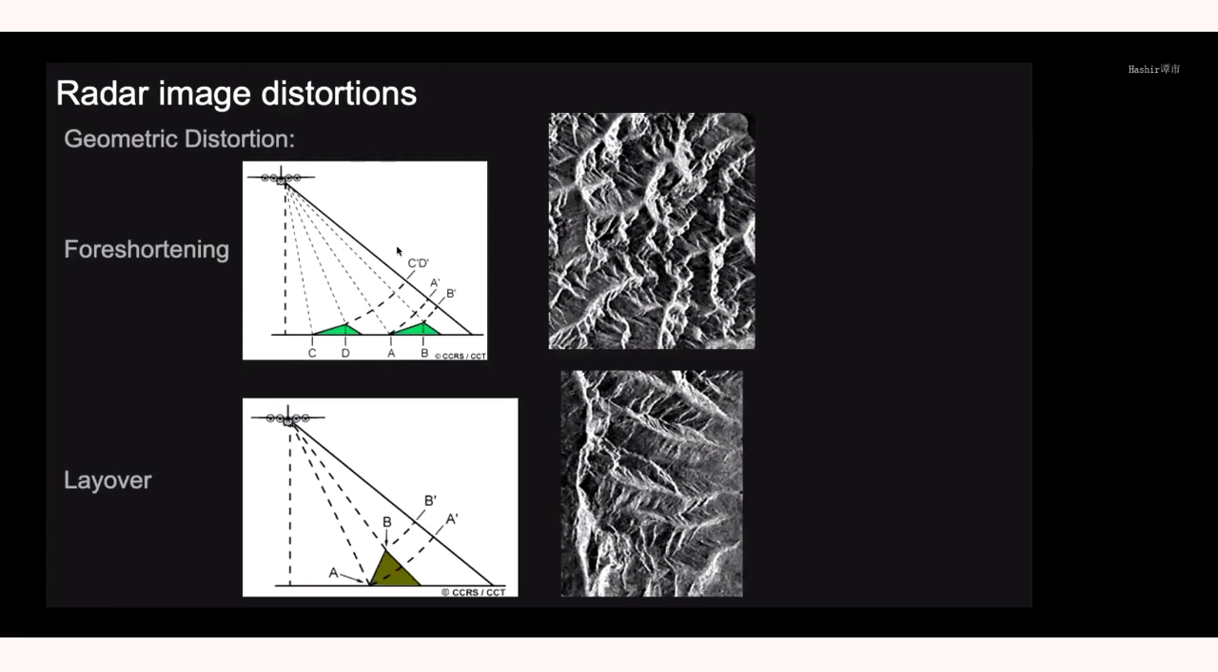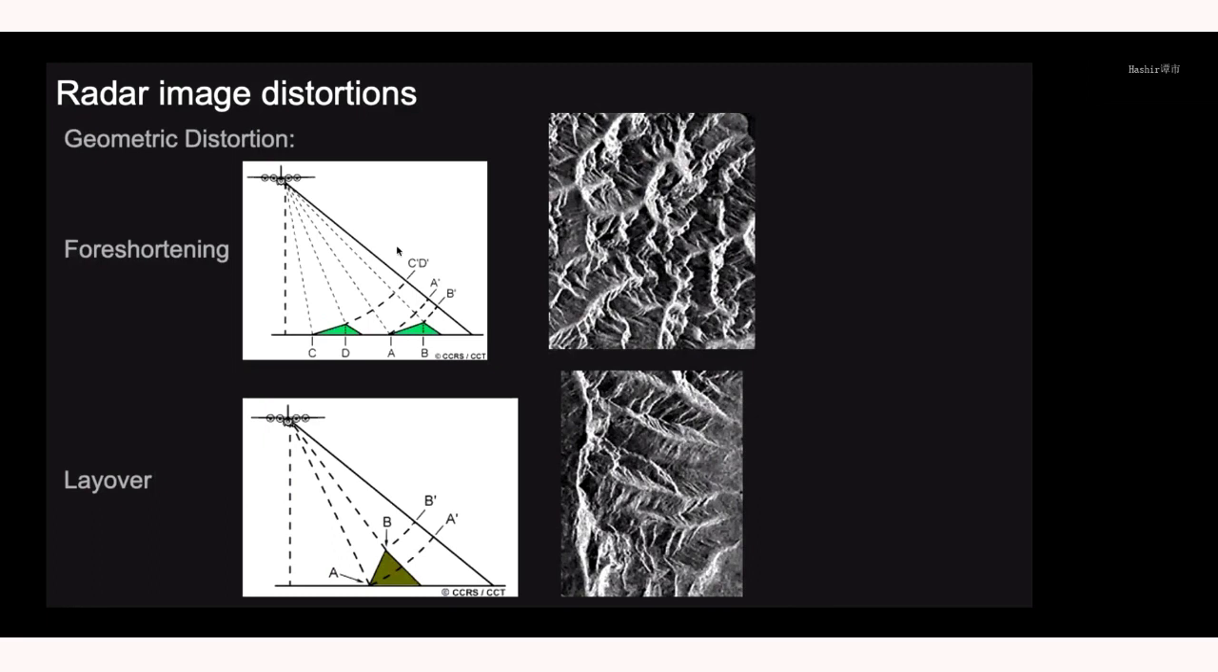But because we measure the signal coming back as a function of range, the projection most of the time is not in the correct position. So when the radar beam reaches the base of a big or tall feature tilted towards the radar, in this case a mountain, before it reaches the top, foreshortening occurs.